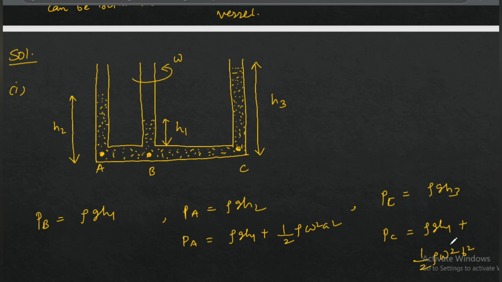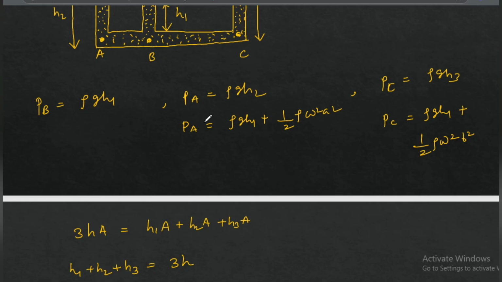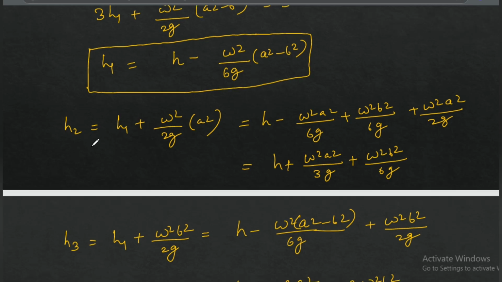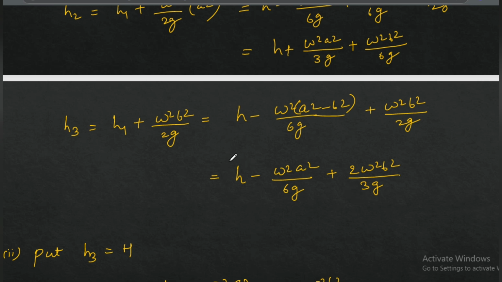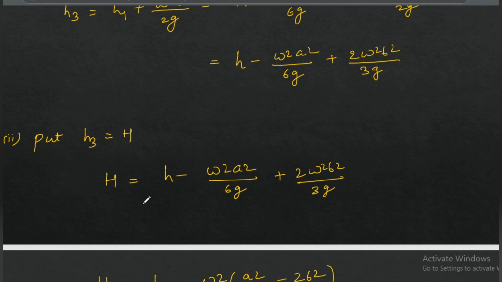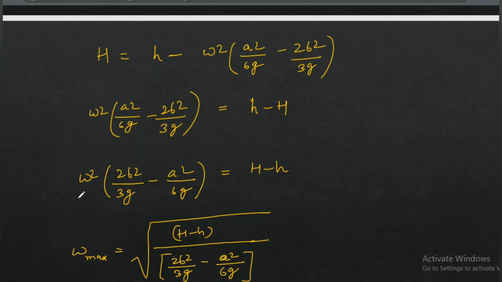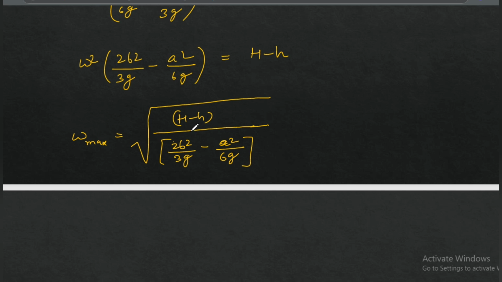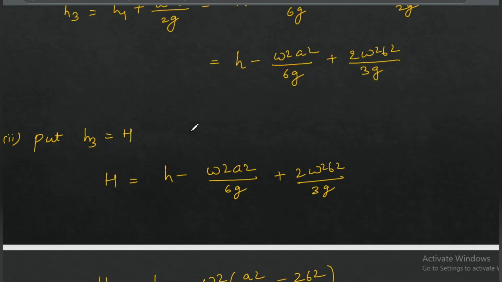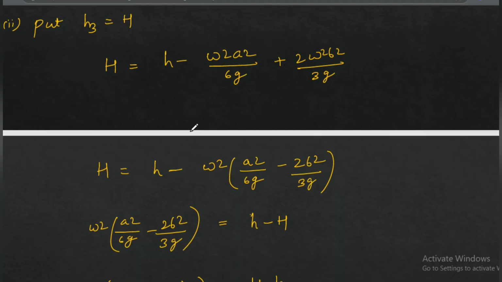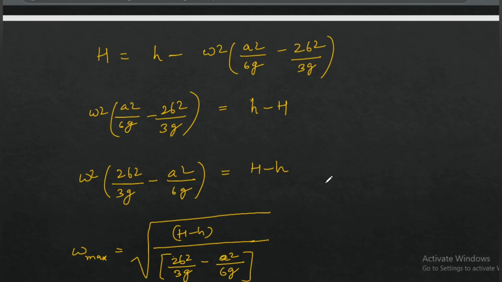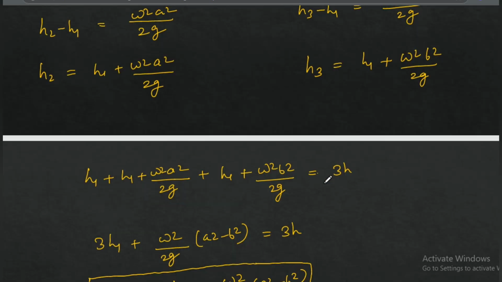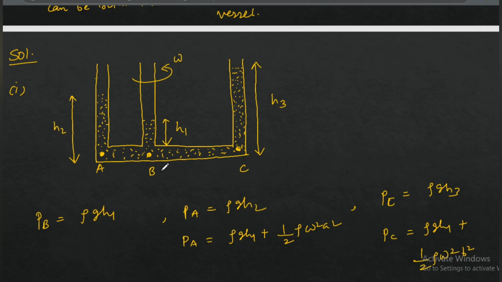Rho g h3 must be equal to rho g h1 plus half rho omega square b square. So water will spill out from tube 3 first. I hope you understand this. Now we have found h3 in terms of omega square, and h is constant; h is the initial value of the water level. So putting h3 equal to h, we can find omega, and this will be the maximum omega with which the vessel can be rotated without the water spilling out. If you increase omega beyond this limit, the water will spill out. I hope you understand this question and the application of rotating fluid.